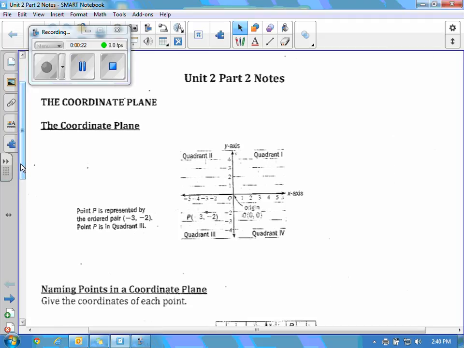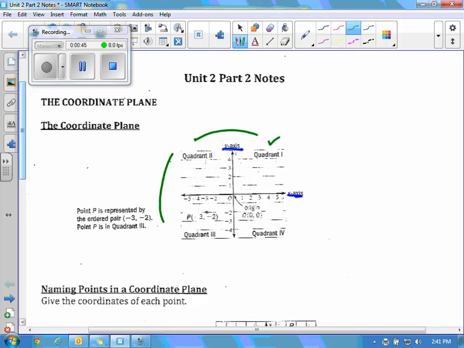The coordinate plane is formed when you draw an x and a y axis that intersect, and they create four quadrants, and we call it the coordinate plane. Just to review, the x-axis is this one right here that goes horizontal. The y-axis is the one that goes vertical. To number the quadrants, it's kind of confusing, but we'll start here with quadrant 1, and we work our way back this way. Quadrant 2, quadrant 3, quadrant 4.